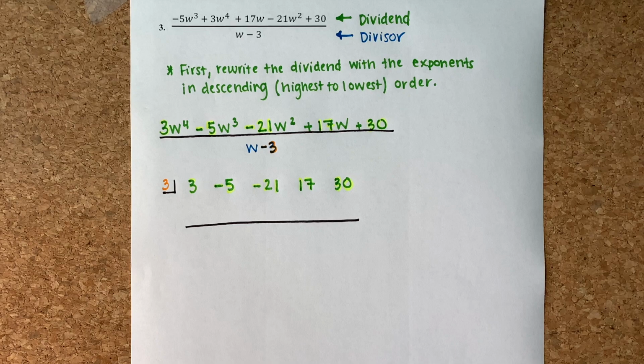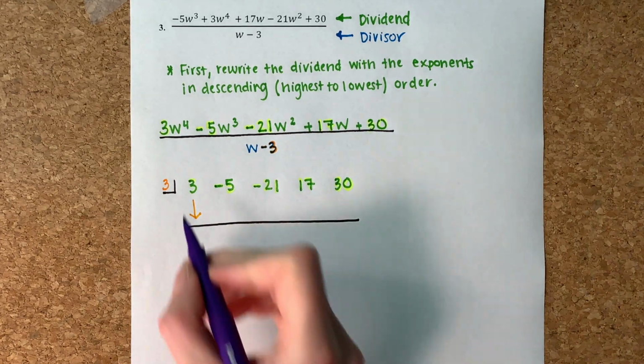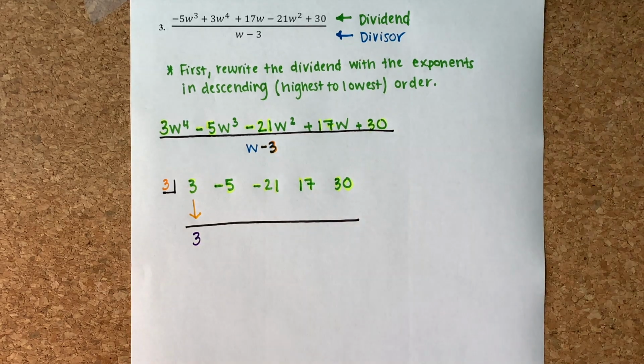The first step of synthetic division is to bring down this first number here. So we're going to bring down the 3. Then remember, for the rest of the problem, we just switch off between multiplying, then adding, multiplying, then adding, multiplying, then adding, until we get to the end.